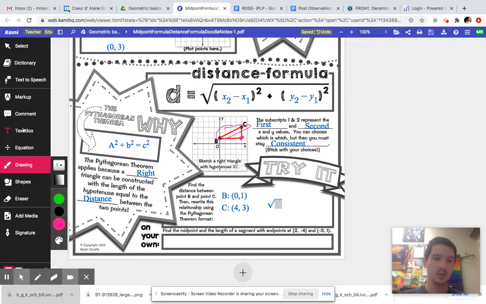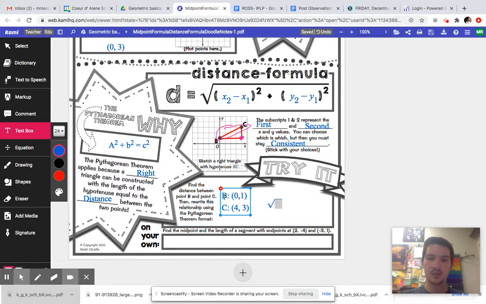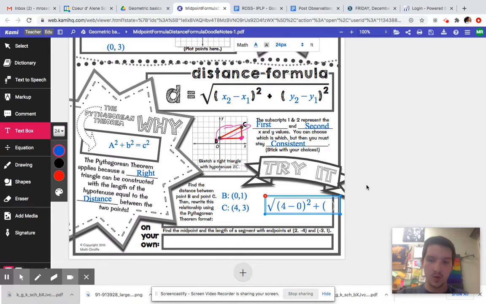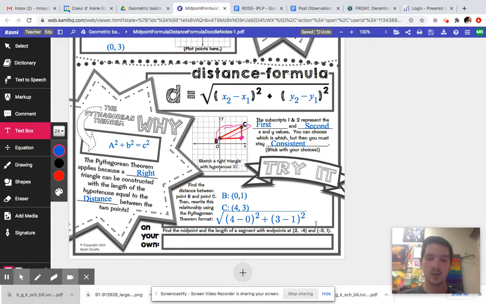So let's walk through this. First, you have to make sure you know the points. B is at (0, 1) and C is at (4, 3). Let's slowly plug these into our equation. Let's do x2 first, so 4 minus 0, and then make sure we square that. You're also going to add with your y. Y2 is going to be 3 minus 1, and we also have to square that as well. So 4 minus 0 is 4. 4 squared is going to give us 16.